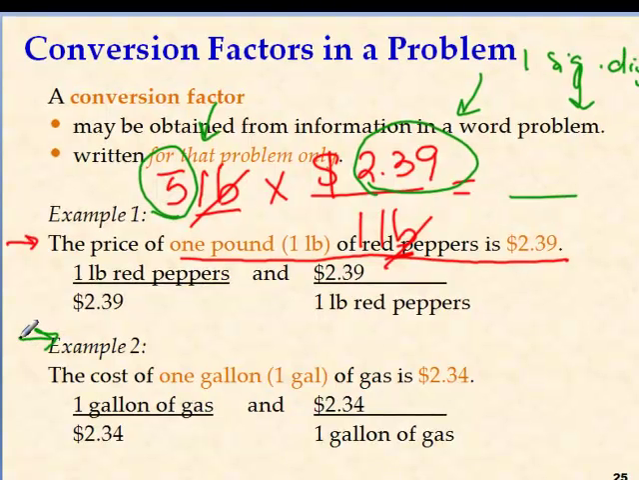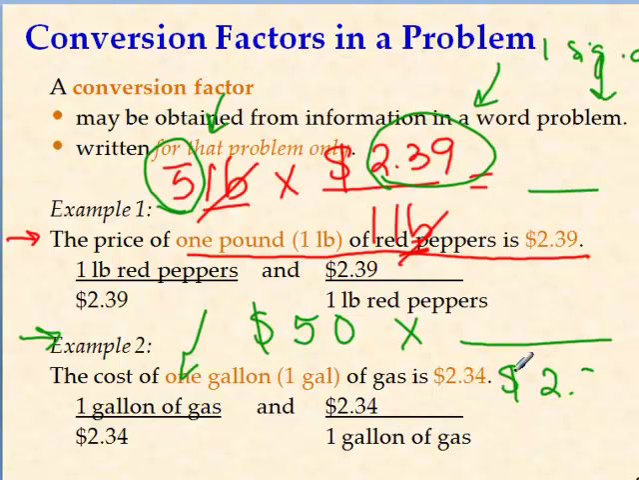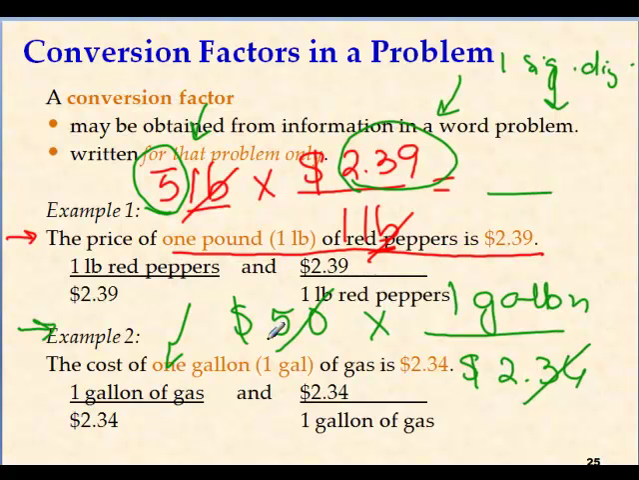Another example in which we can use a word statement to obtain a conversion factor is the cost of fuel. If the cost of a gallon of gas is $2.34, then you can have these 2 ways of writing it down, depending on whether you're trying to calculate from gallons to dollars or from a number of dollars. For example, if I have $50 and I want to know how much gas I can get, then I should have the dollars on the bottom, that is $2.34 over a gallon of gas. And this way, when I set up my denominator to cancel with my given unit, I will be able to come up with my true answer.